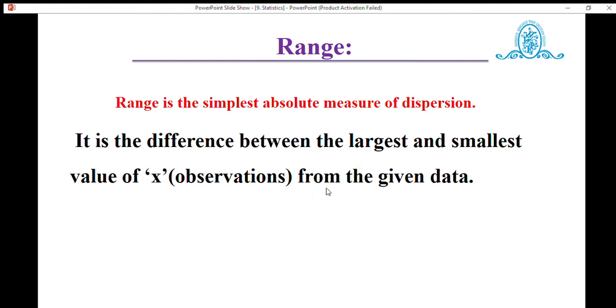What is meant by range first of all? See, range is the simplest absolute measure of dispersion. It is the difference between the largest and smallest value of x, where small x means observations from the given data. Whatever may be the type of data, raw, grouped, or ungrouped, for all the types of data you just have to consider the observation values for calculating range.